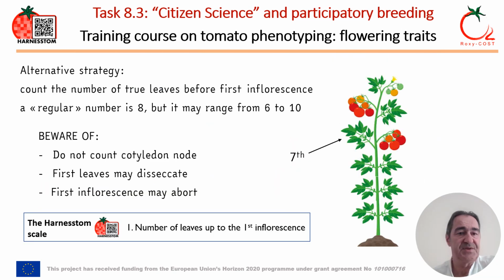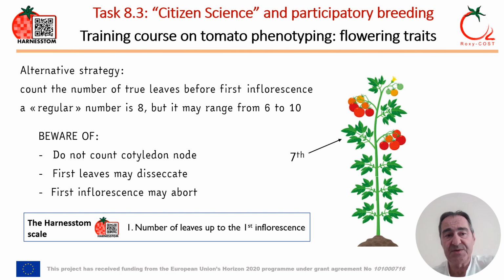An alternative strategy to record the flowering time is to count the number of leaves before the first inflorescence is emitted. This trait is not present in the CPVO protocol. As said, the broad average of leaves emitted before the first inflorescence is 8, but the value can actually range from 6 in some determinate types to 10 or 12 in some flowering mutants.